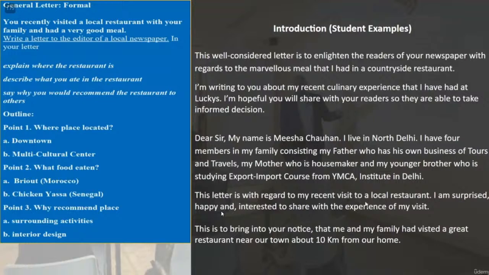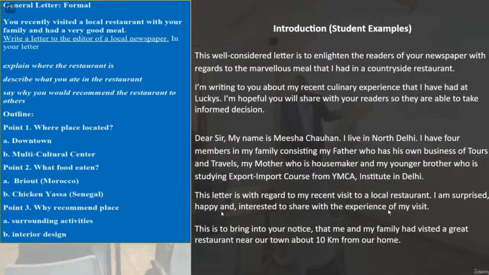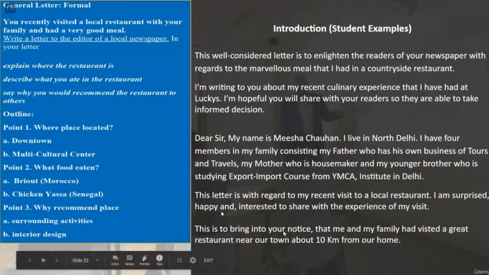"This letter is in regards to my new visit to a local restaurant. I am surprised, happy, and interested to share my experience or share the experience of my visit." That's a good one. It's not better than this first one, but it's good.